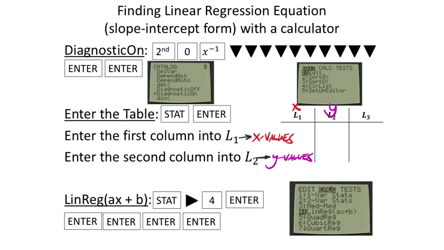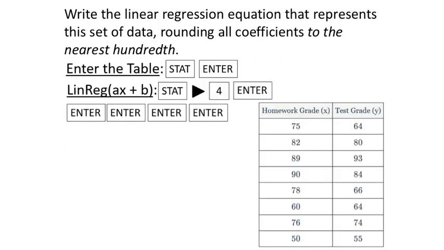Once we get that information in there, the calculator will give us all the information we need. We don't have to calculate any of this by hand, other than typing it into the calculator. But I know you guys are good at texting, so this should be pretty easy for you. So here is a list of values. We got a homework grade and we got a test grade.